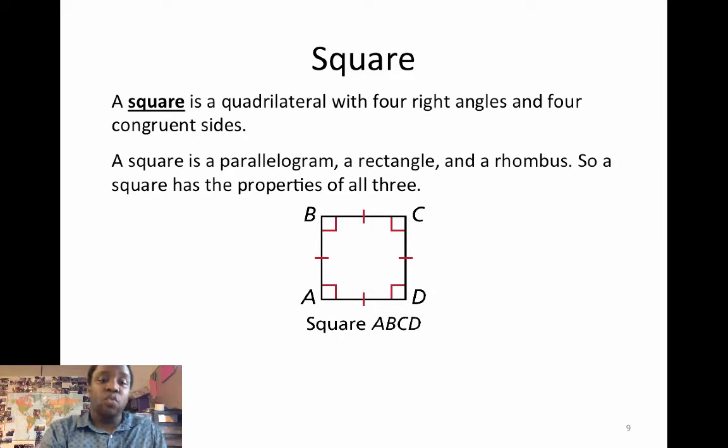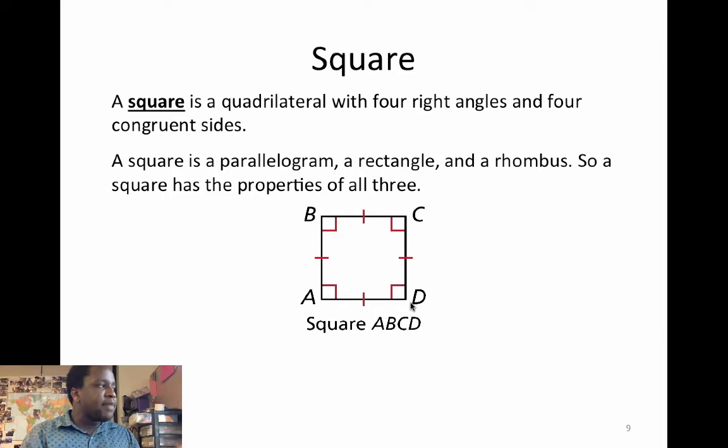So let's move on to squares. A square is a quadrilateral with 4 right angles and 4 congruent sides. A square is a quadrilateral, it's convex, it is a parallelogram, it is a rectangle, and it is a rhombus. So a square has the properties of all of them. And in particular, it has the properties of parallelogram, rectangle, and rhombus. Because it gets the rectangle from the 4 angles, and it gets the rhombus from the 4 sides. So this is square A, B, C, D.